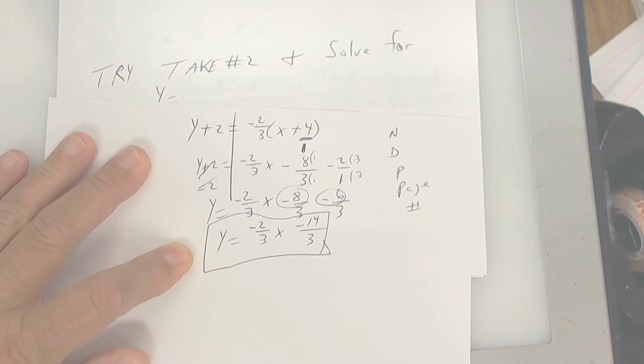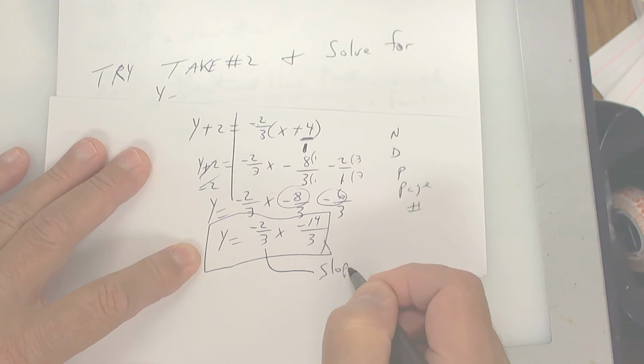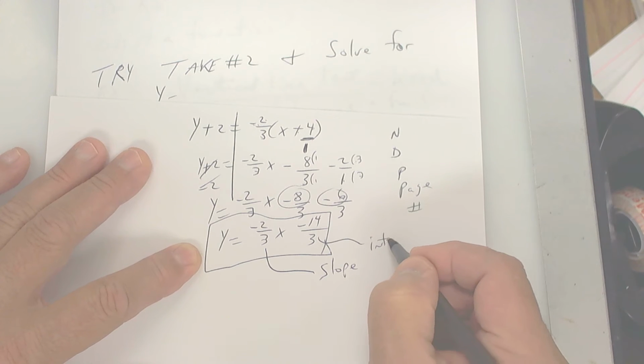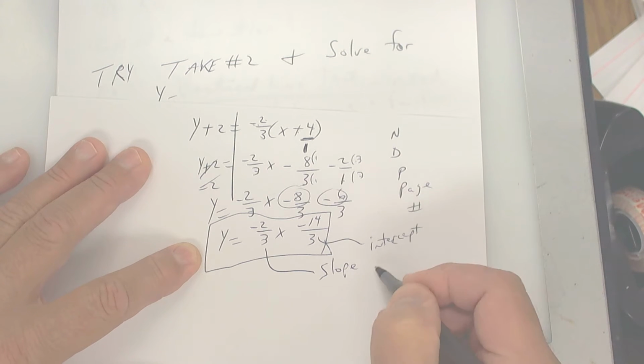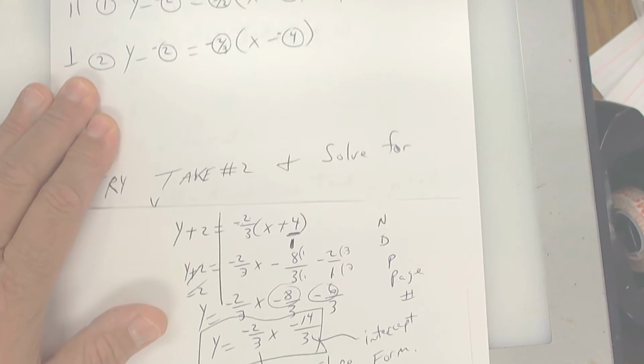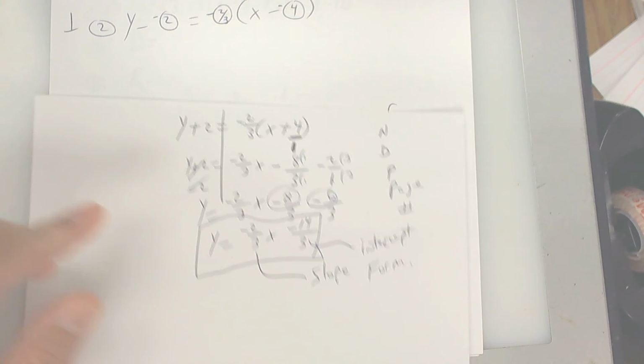This is called slope-intercept form. Write that down. Slope-intercept form. Okay? So we went from point slope, which was the bell work, and then we solved it for y. Now let's talk about today's work.